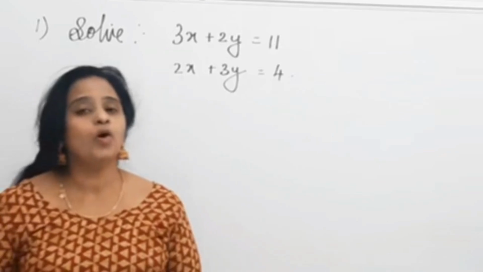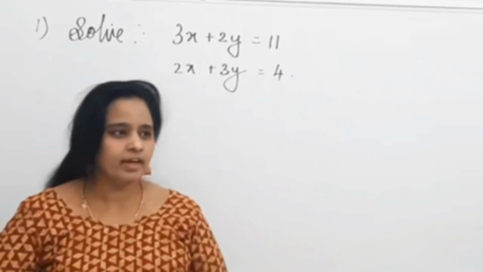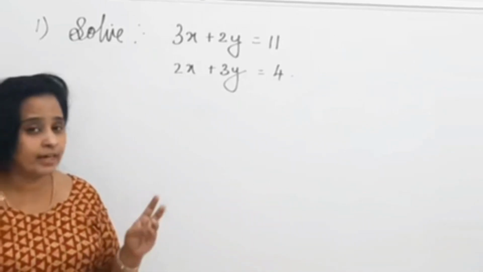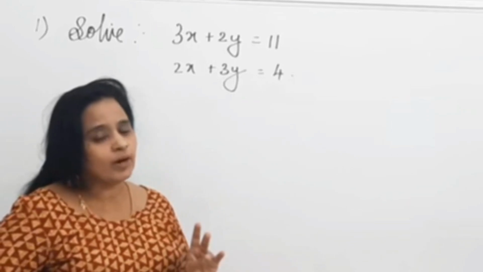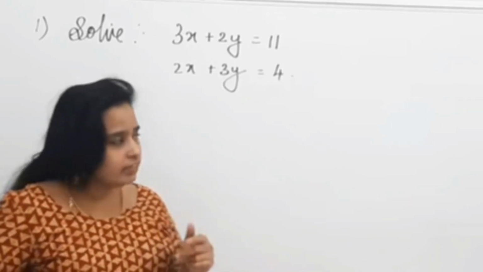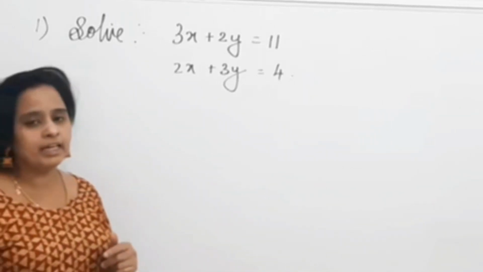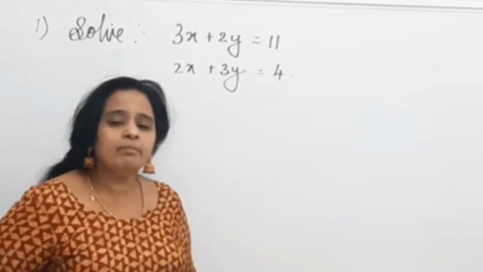Children, now we move on to solving the equations. There are two types of solving the equation. One is the elimination method, the other one is the substitution method. First, we go for the elimination method. What do you mean by the elimination method?